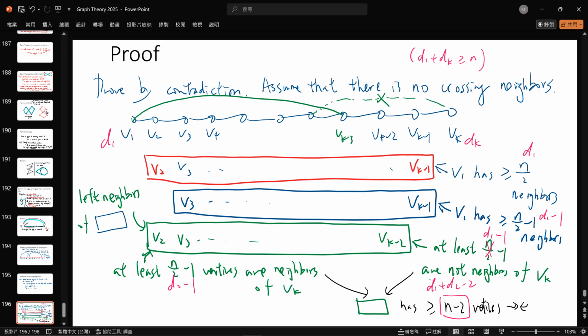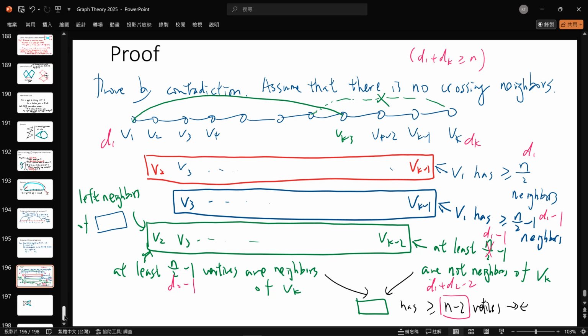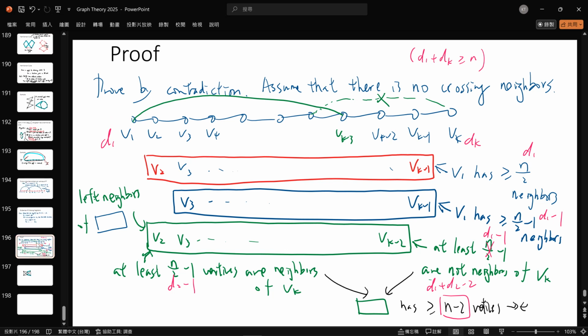So I think the upshot of this slide is to tell you that when the 2 endpoints have a degree sum of at least n, then you can find a cycle that contains all the vertices on a path, okay? All right, so next we will try to utilize this result to give you a stronger sufficient condition.